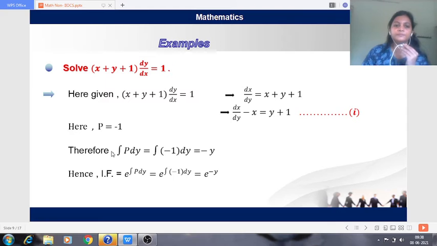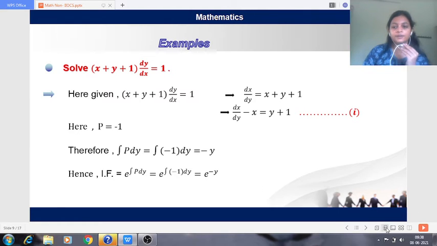Now the integrating factor is e to the power integral P dy. Since this equation 1 is a differential equation with independent variable y, the integrating factor is e to the power integral P dy. Here we get the integrating factor as e to the power minus y.